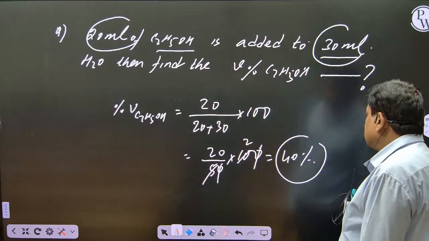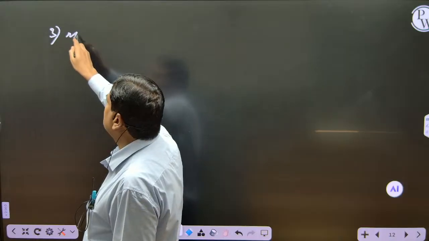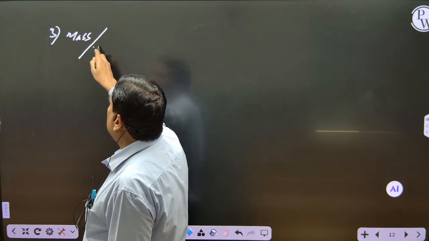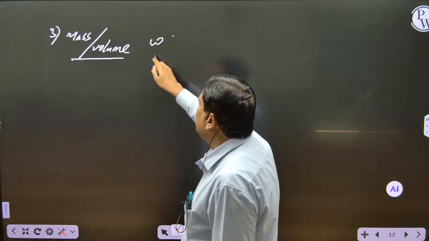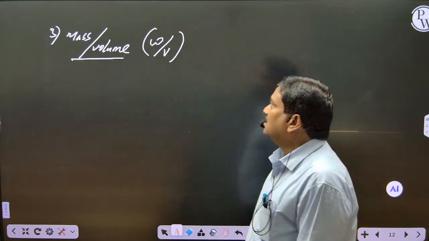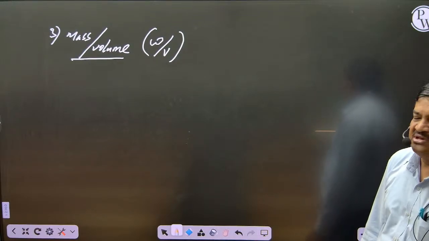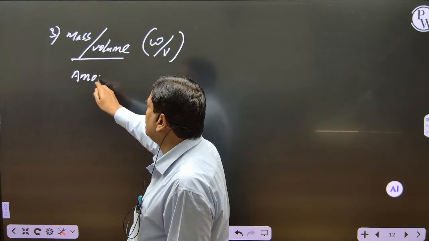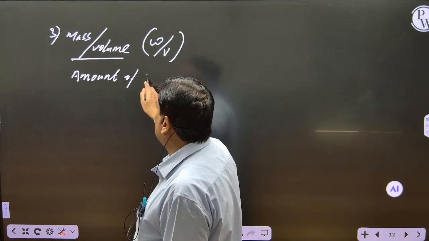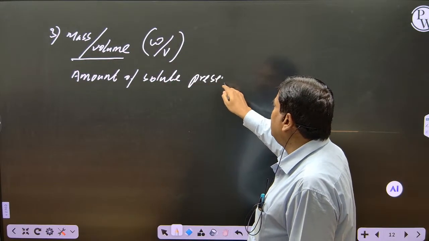What is the third concentration? Mass by volume percentage. This is shown in the textbooks as W by V. Now what is W by V? Amount of solute present in 100 ml of solution. Right, write the definition: amount of solute present in 100 ml of solution.